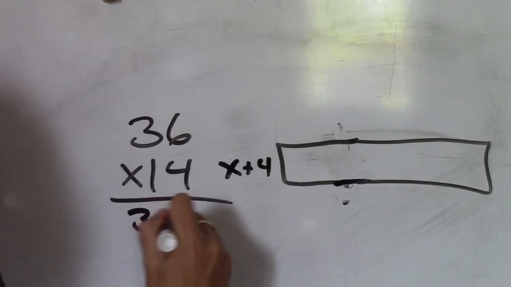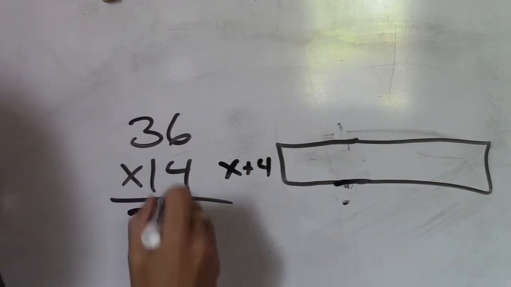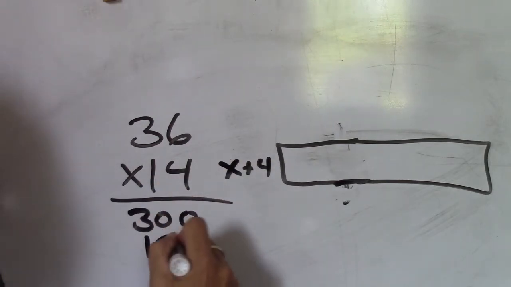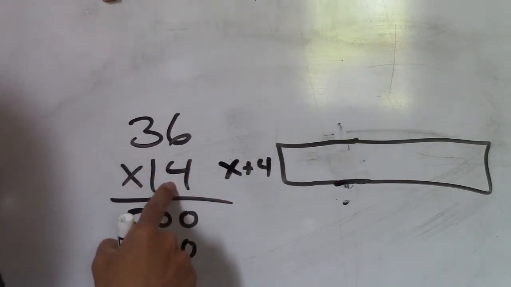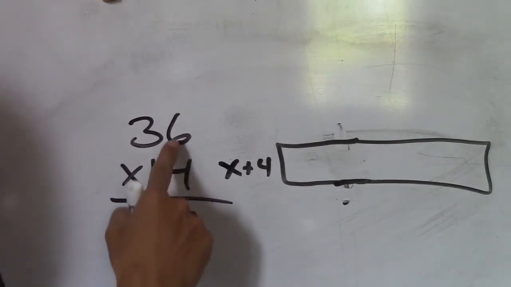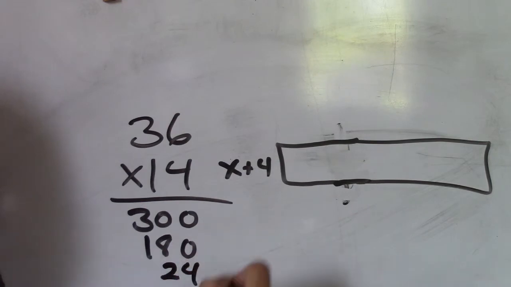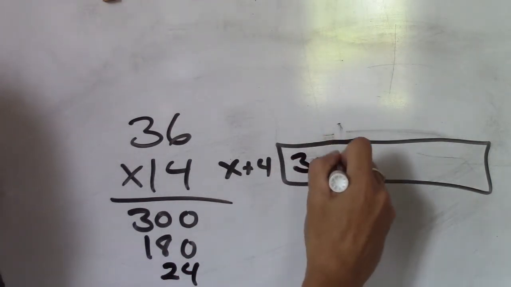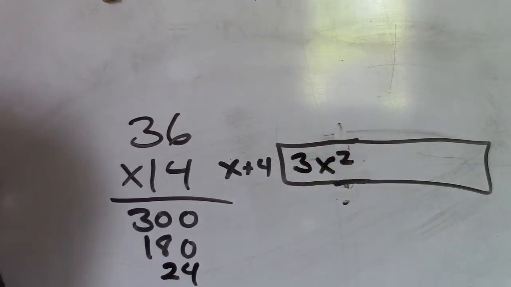We have 300s, right? Yeah, 120. 18, right? 3 times 4 is 12. That's 12 tens. Plus 6 tens is 18 tens. And 6 times 4 is 24. So what do I have there? I'm going to have 3x squared, 18x, and 24. I like it.